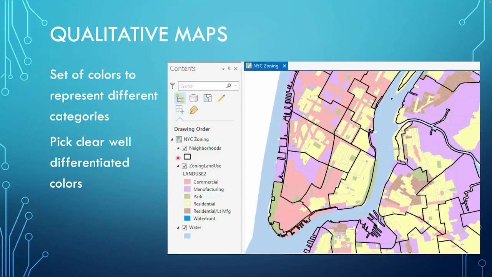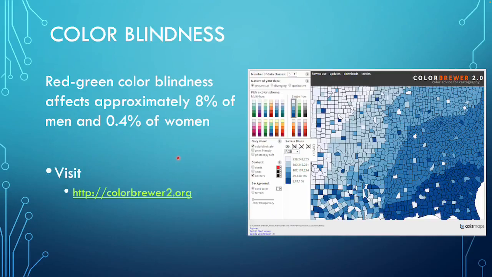So, if you have a qualitative map where you're not illustrating numbers, you're just illustrating things, categories of stuff. All right. Just pick clear colors that your eye can easily go to. Now, what's important to keep in mind when you're doing this is that about 8% of men and about 0.4% of women have some level of color impairment.